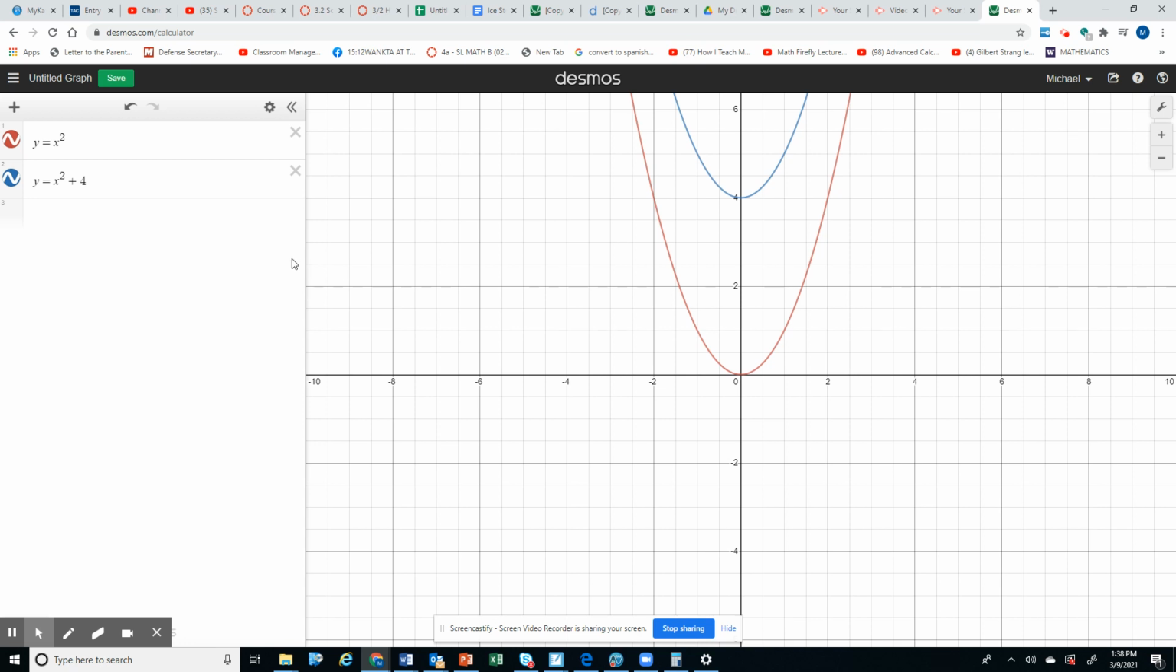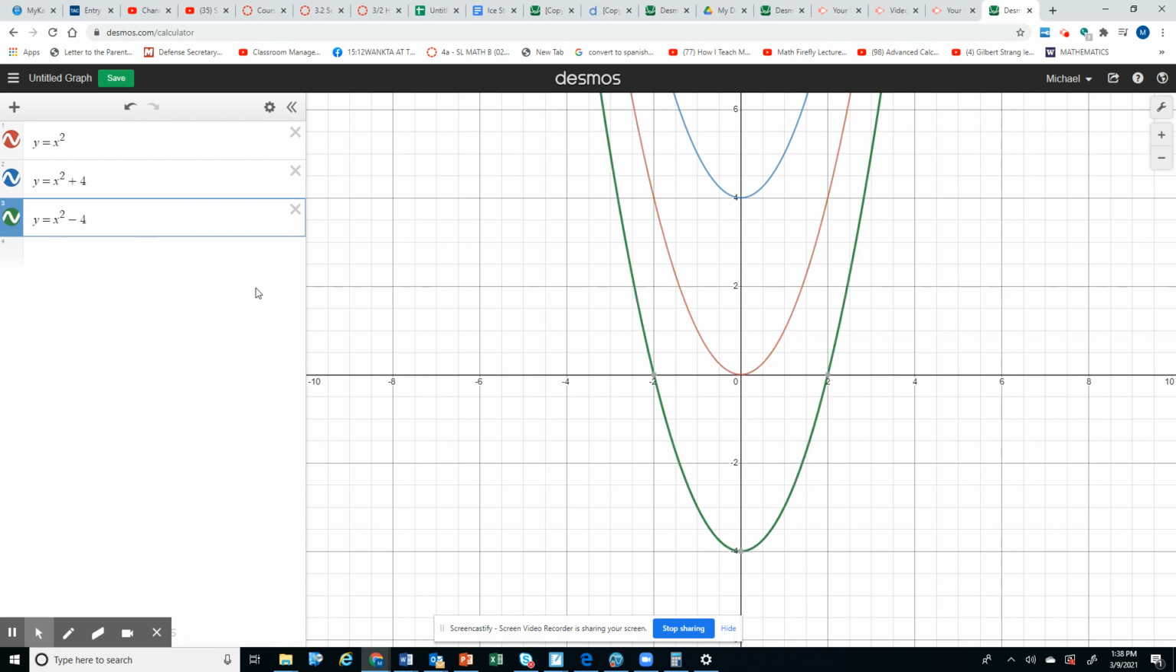In fact, I'm going to add one more graph, okay? Let's add one more graph. And let's go with y equals x, shift, I put my 2 for my exponent. The cursor is next to the 2. I don't want it right there, so I click somewhere in the space. I'm going to put minus 4. Okay.